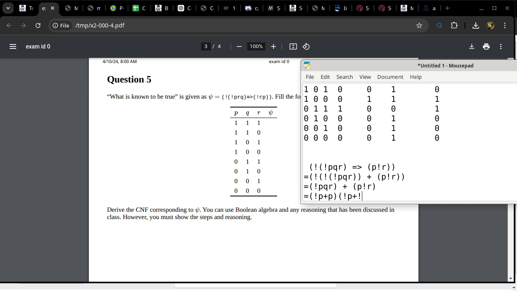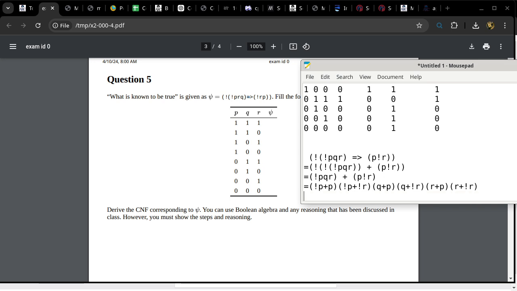Not P is going to be paired with not R. Q is going to be paired with P. Q is going to be paired with not R. And then finally, R is going to be paired with P. And then R is also going to be paired with not R. So technically speaking, that's the answer because the question says derive the CNF corresponding to psi.